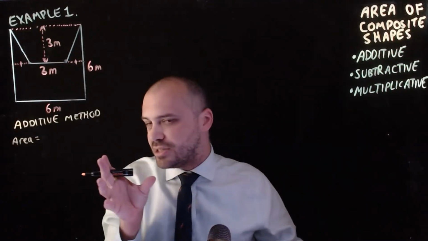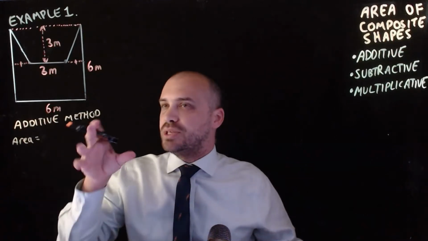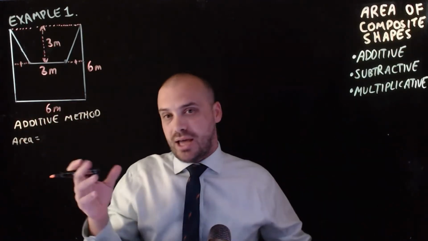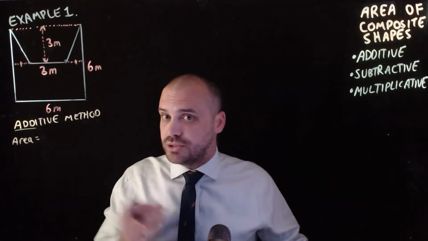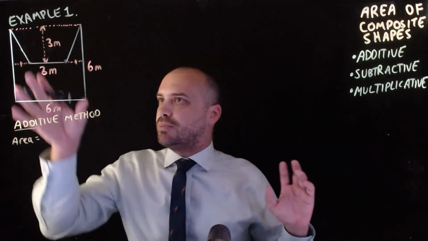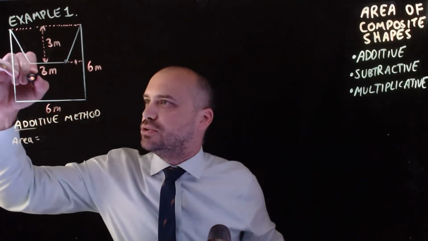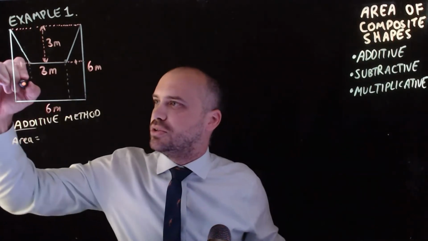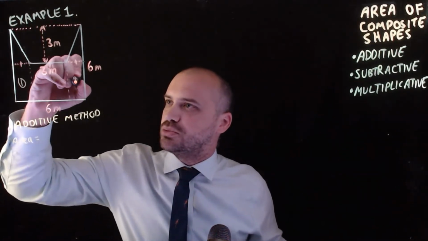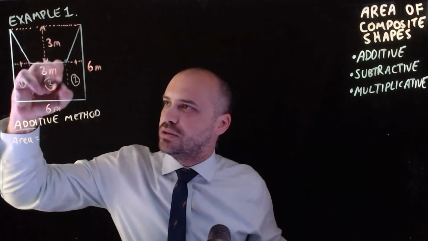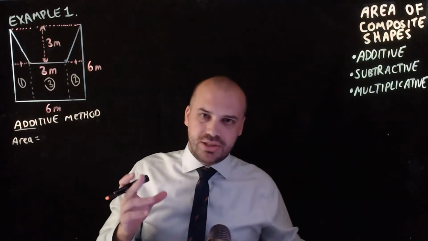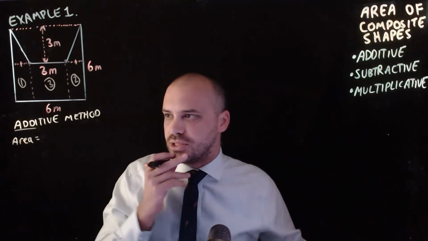Now in the additive method, the idea is that we take our shape and we break it up into smaller shapes and then we add them together. That's why it's called the additive method. So I'm going to break this shape into 3 shapes. I'm going to break it into this shape, which I'll call shape 1, this one, 2, and this one, 3. Now, shape 1 and shape 2 are identical, and shape 3 is a different shape.